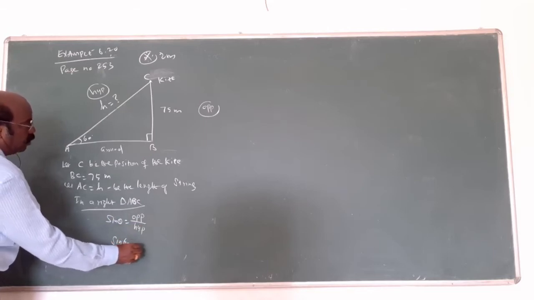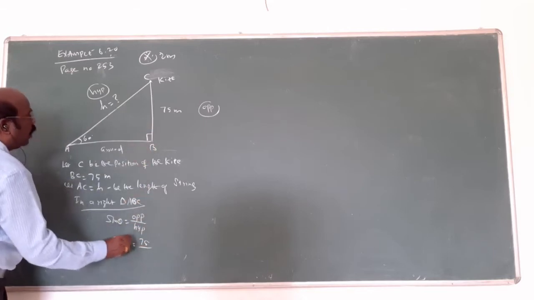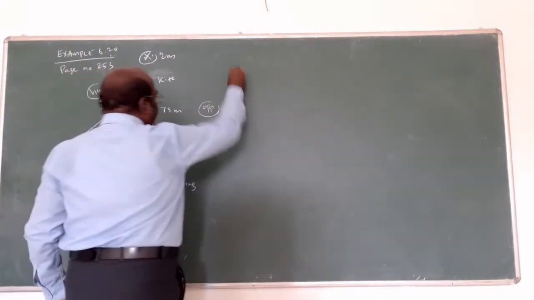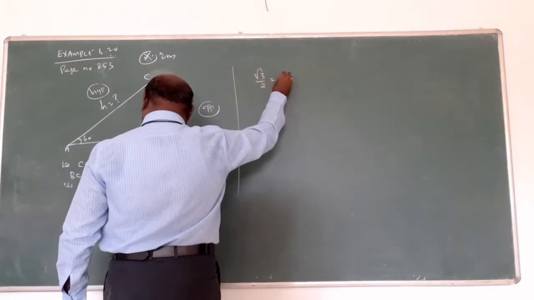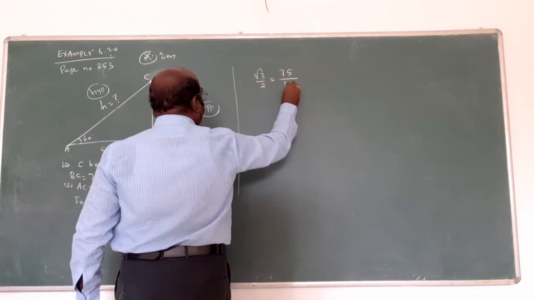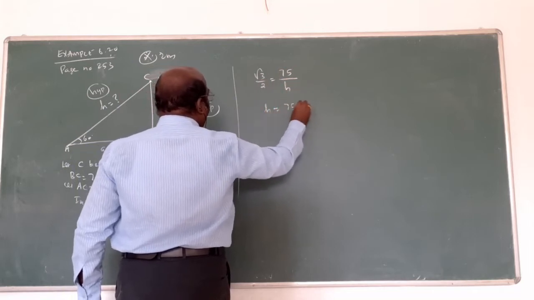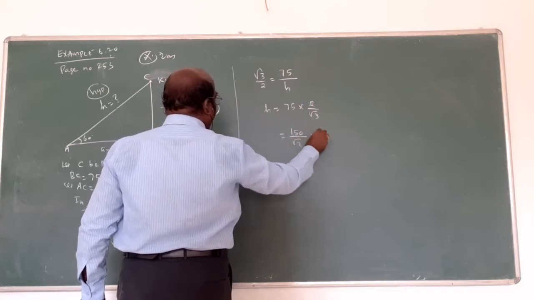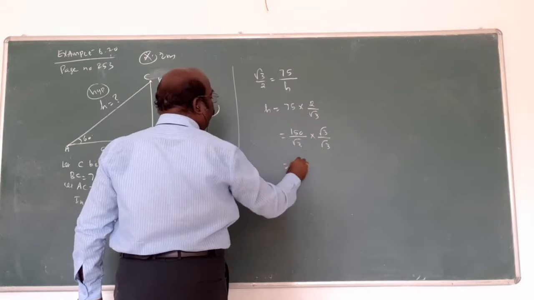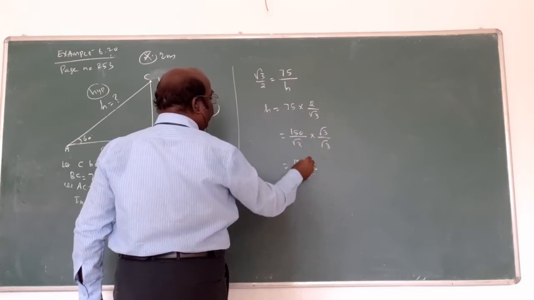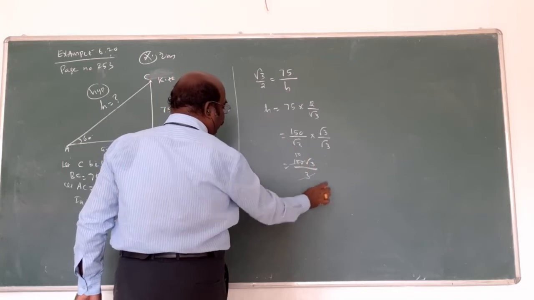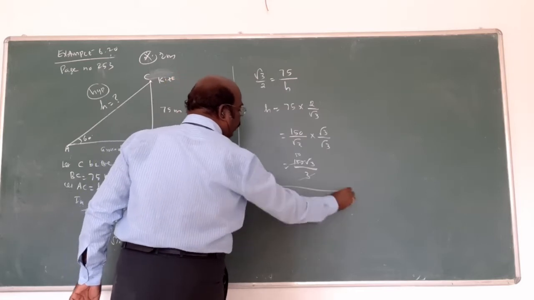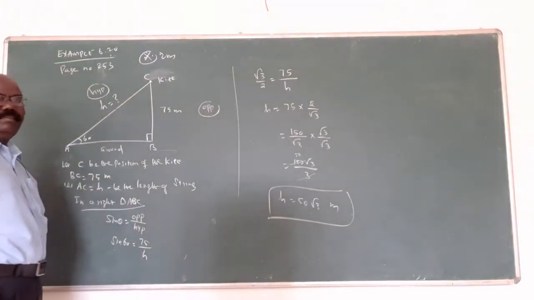Sin 60 equals opposite by hypotenuse. Opposite is 75. Hypotenuse is what? Now sin 60 is root 3 by 2, equal to 75 by x. Cross product, x is equal to 75 into 2 by root 3. Am I right? Here 150 by root 3 multiplied by root 3 divided by root 3. 150 root 3 over 3. Cancel, 50 root 3 meters is the length of the string. That is the answer.